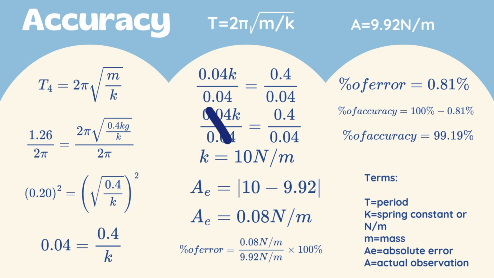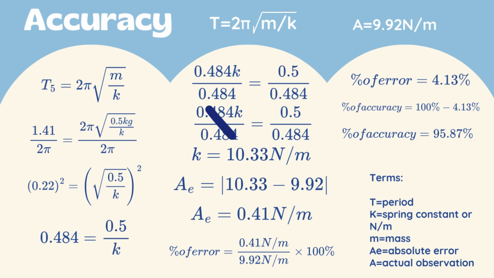And our fourth, using the same formula, is 10 n over m. Our absolute error is 0.08 n over m. Our percent of error is 0.81%, and our percent of accuracy is 99.19%.